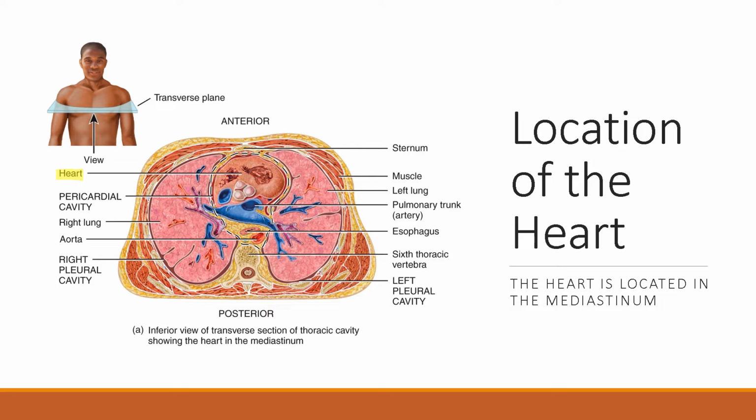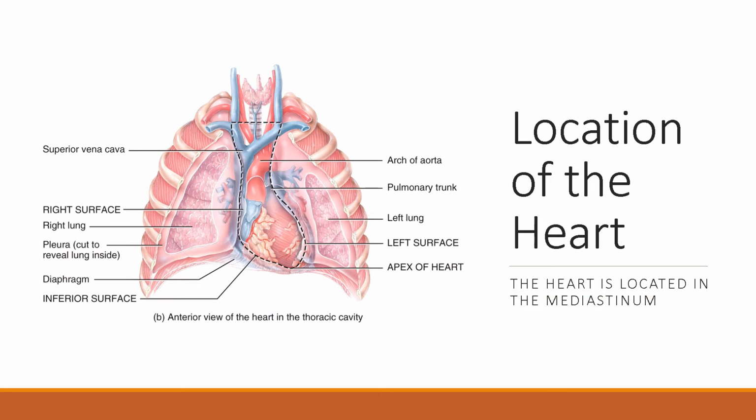Now the heart lies in the mediastinum. This is an anatomical region that extends from the sternum to the vertebral column, back here. And it also extends from the first rib to the diaphragm and between the lungs. About 2/3 of the mass of the heart lies to the left of the body's midline. You can see most of it is here near that left lung.